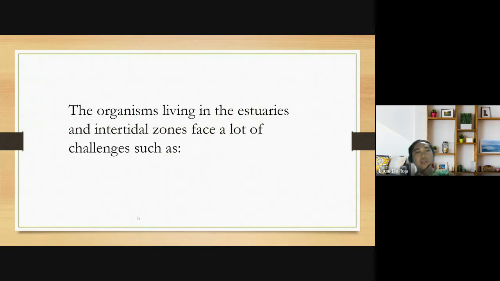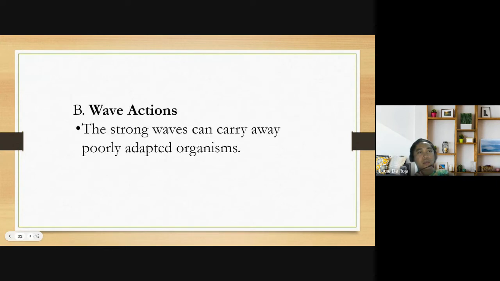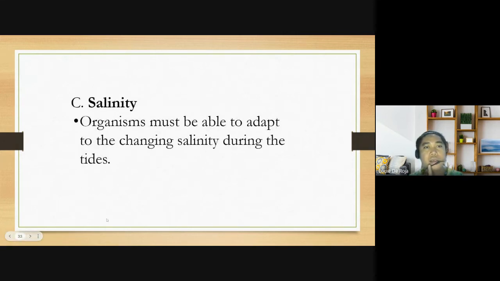So organisms living in the estuaries and intertidal zones face a lot of challenges such as moisture. Organisms must be able to adapt to both very wet and very dry conditions. Next is wave action. The strong waves can carry away poorly adapted organisms. Next is salinity. Organisms must be able to adapt to the changing salinity during the tides.